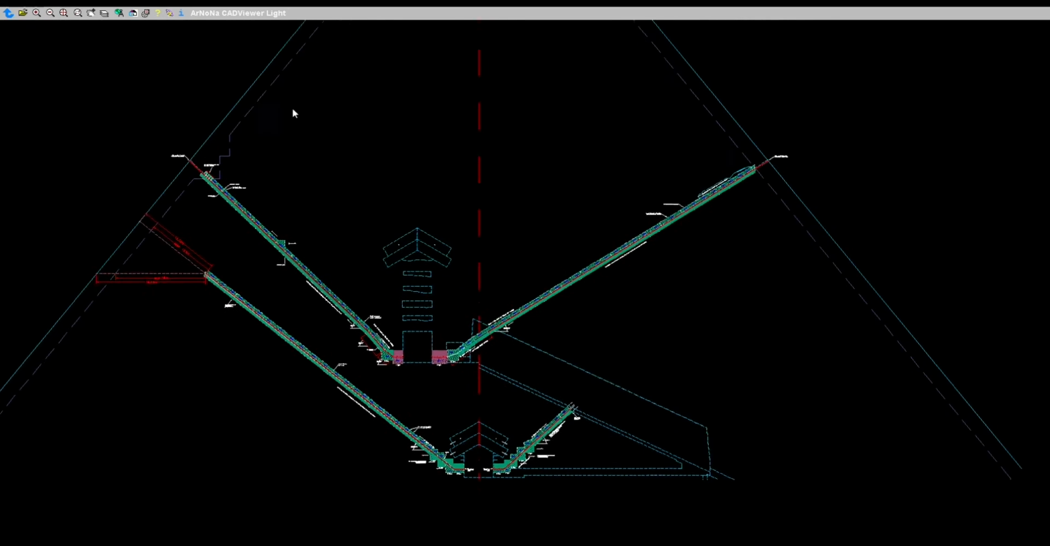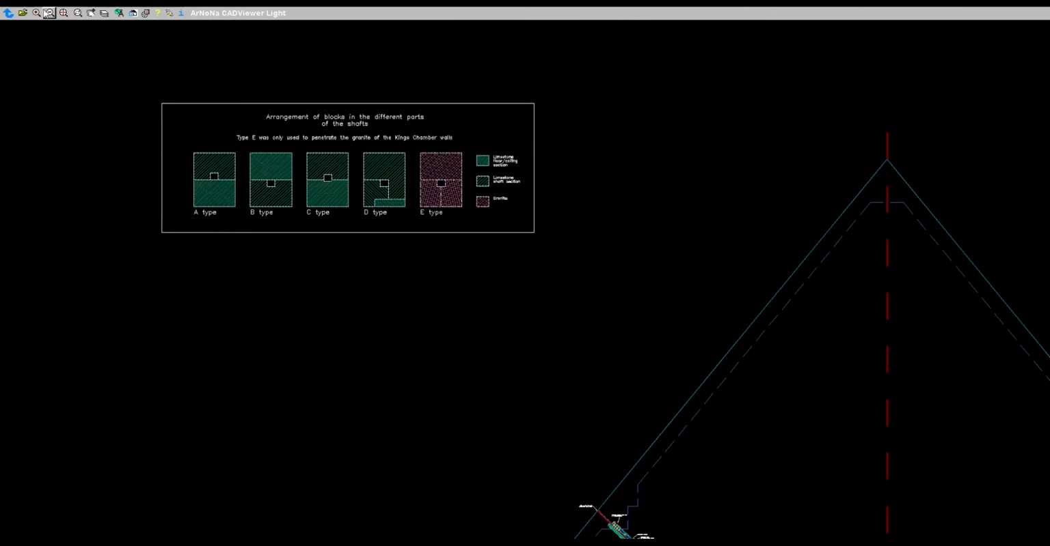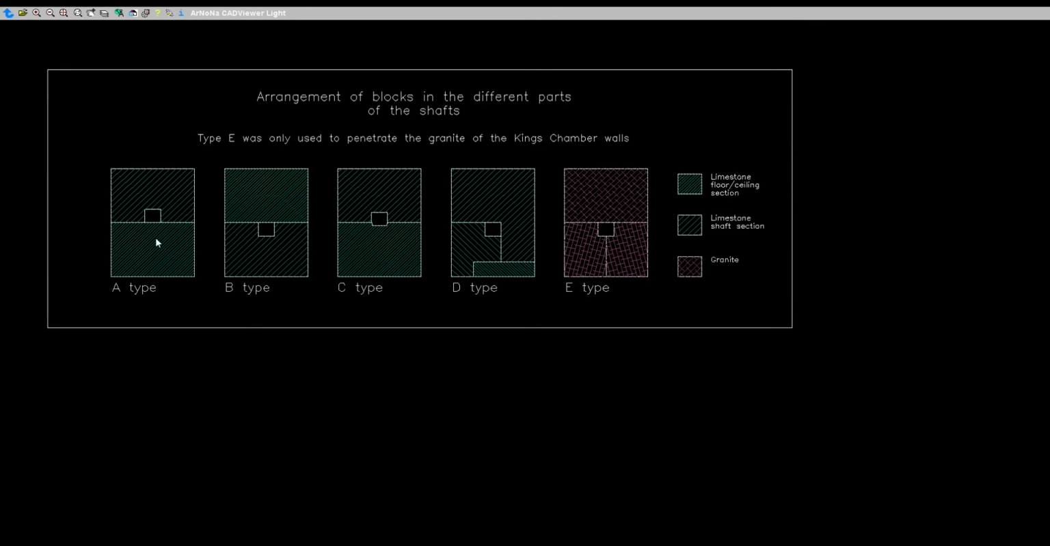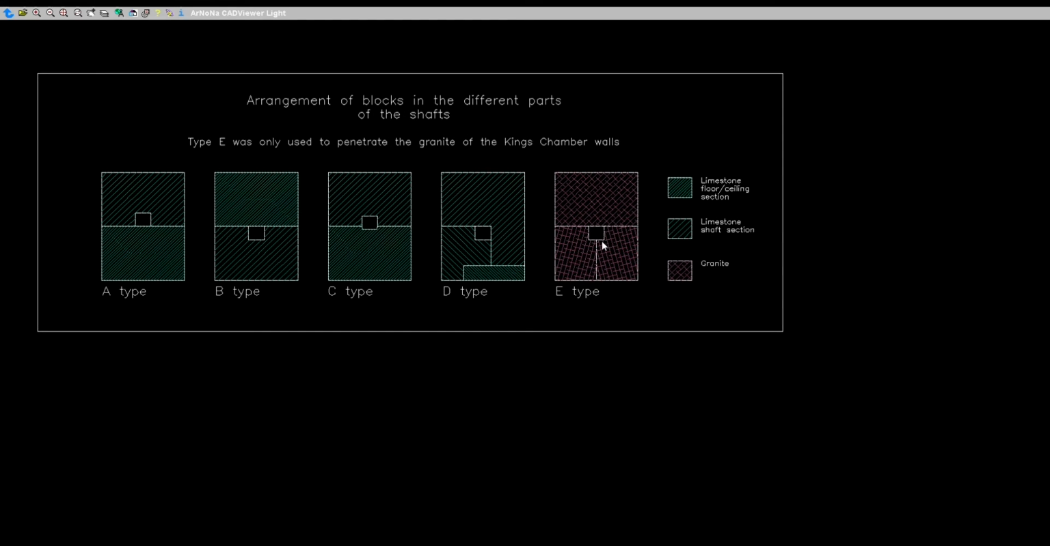I'm not really sure where to start. I mean, so much going on. Here, a little bit about the color scheme. Most of the shafts are built like this, where there's a U shape cut into one rock, and then it's put upside down. And then the entrance, I believe this is only at the King's Chamber, where it's a granite.